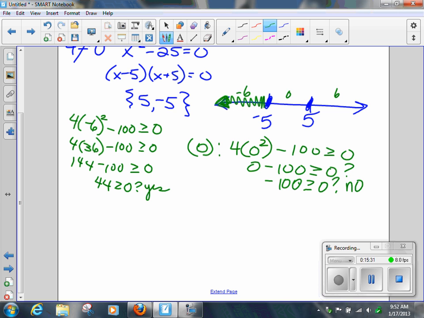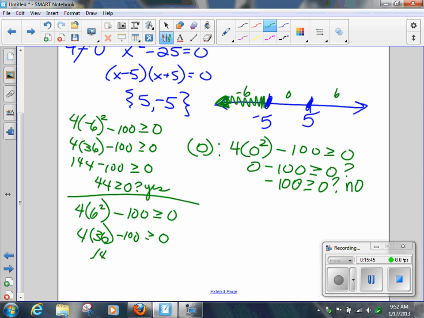What's going to happen to the 6? Do I even really need to check it? I don't really need to check it because 6 squared is 36, so is negative 6 squared. Same thing. 144 minus 100. This is so much fun.